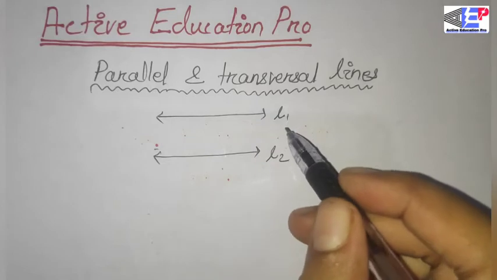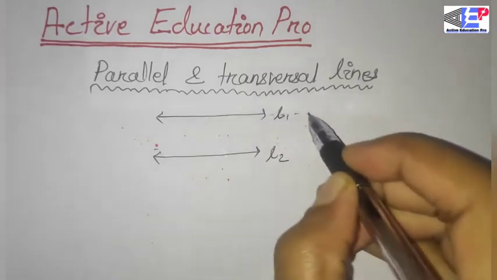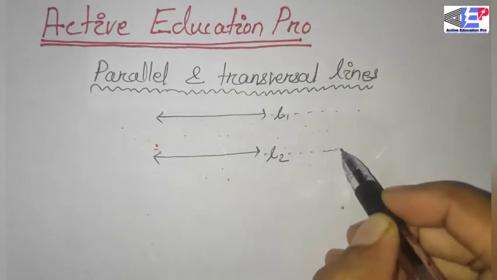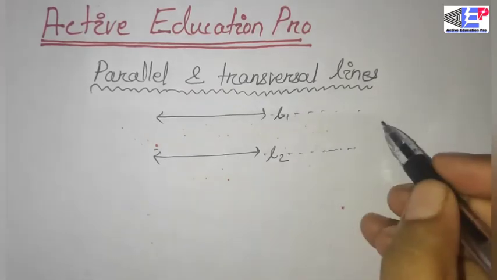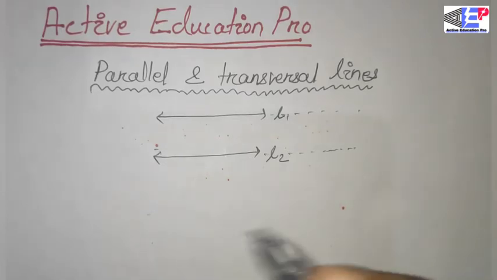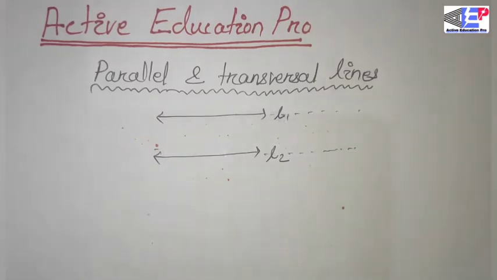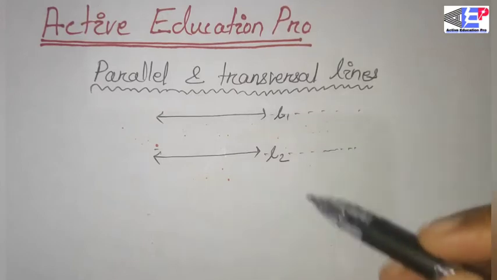There is no meeting point. It will extend like this and it will extend like this. They cannot intersect each other in the future if you extend them towards the right side or left side, because it is a line, so it can extend towards both sides. But even if you extend, there is still no meeting point of L1 and L2.